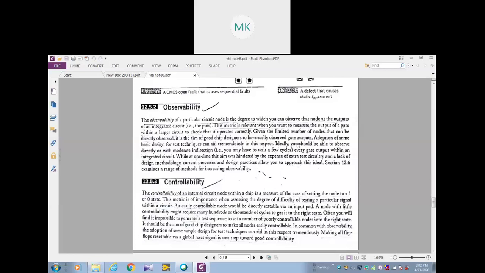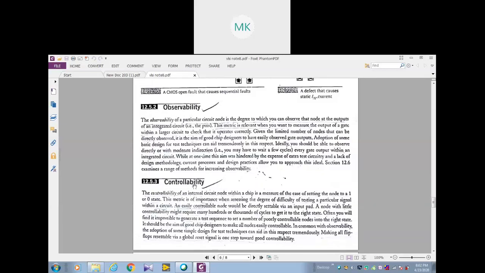Now it is the duty of the chip designer to make your circuit observable, to increase the observability. Okay, so observability means the ability to see the value of that particular node, whether it is 1 or 0, from the outside. Sometimes you can see that line directly, or sometimes you have to go for indirect methods. Okay, that is called observability.